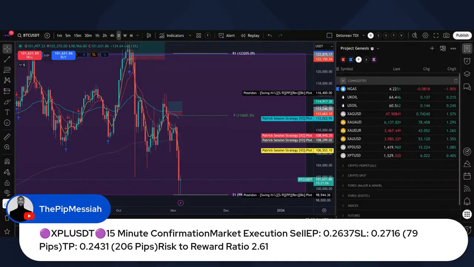Then you're going to have the institutions buying back into the market to buy Bitcoin at these lower price points, thereby driving value back up.